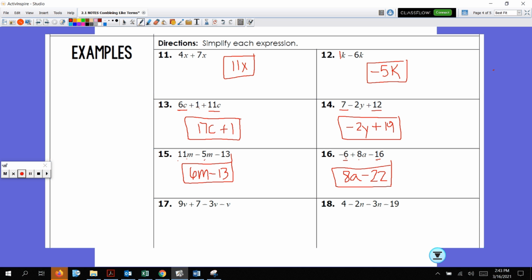For number 17, I have 3 different variable terms. I have 9v, negative 3v, and negative 1v. Well, 9 minus 3 is 6, and 6 minus 1 is 5. So this is 5v plus 7.